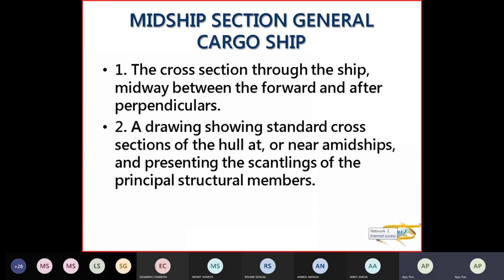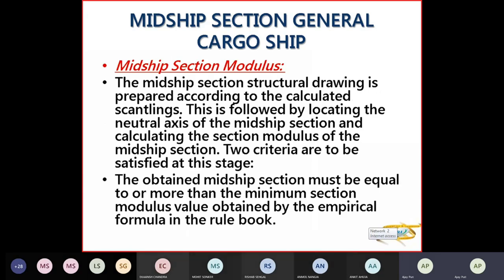So a drawing showing the standard cross section of the hull at or near the midship will show the scantlings. Scantlings basically are principal structural member sizes. So this midship section is prepared according to calculated scantlings, or the sizes of the structures, followed by locating the neutral axis of the midship section, which I had explained to you, and calculating the section modulus of the midship section.